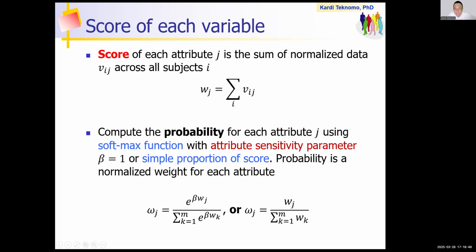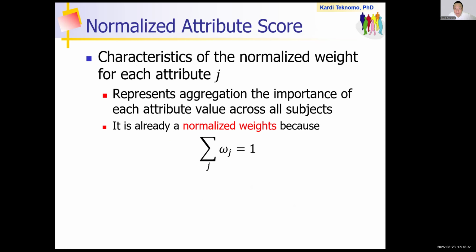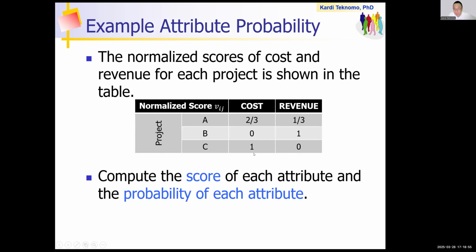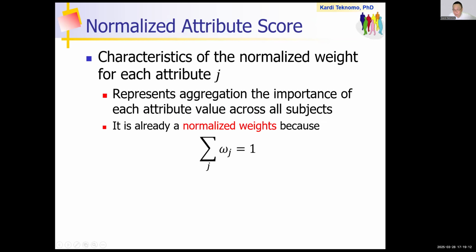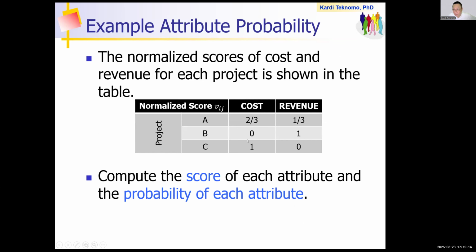Let me show you an example so that this is clearer. Is that okay? I put the same numbers that we already computed a while ago. So the cost a while ago was how much? 2/3, 0, and 1, right? So this is the actual data, 3, 5, and so then we put it here. 2/3, 0, and 1, and then 1/3, 1, and 0.